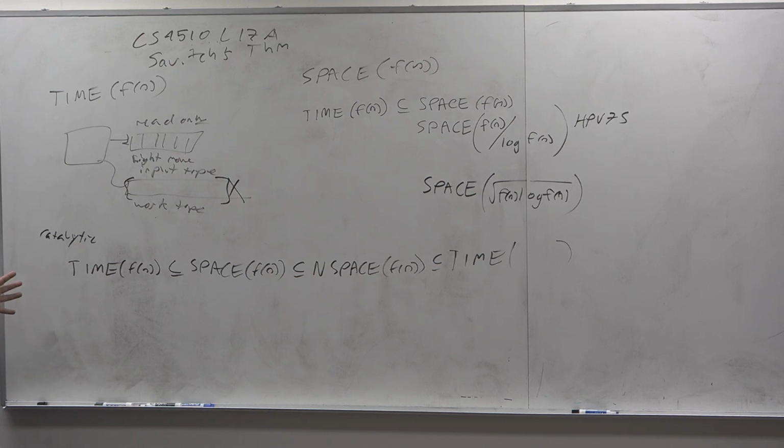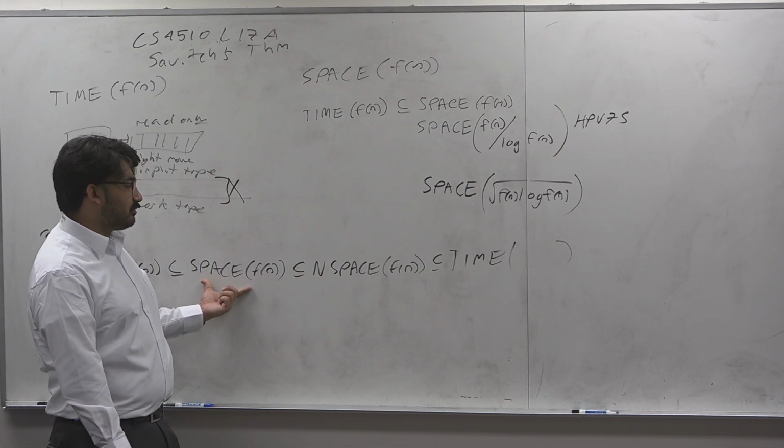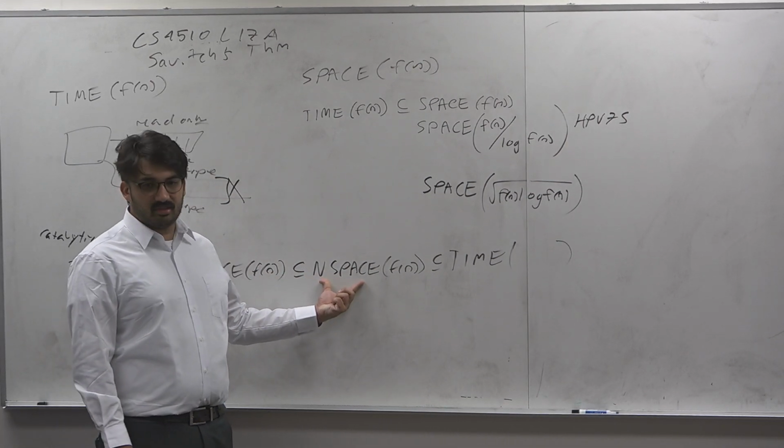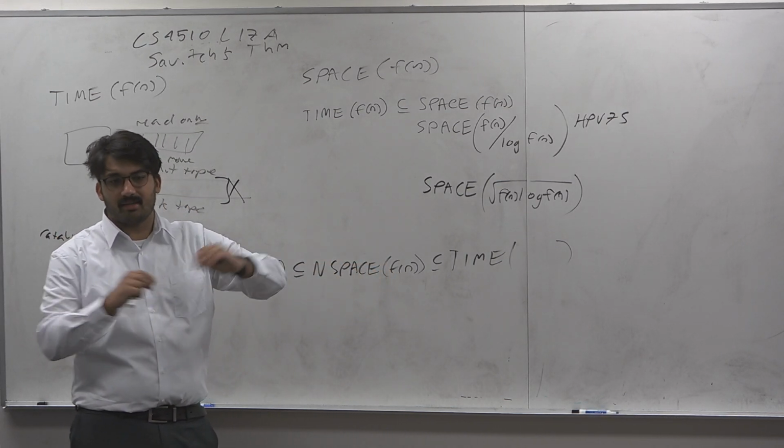NSPACE f of n, I didn't even define it, but if I were to, what would you guess it is? I'm assuming you have n amount of space. Oh, nope. N is what? Non-deterministic. Yes, it's non-deterministic. Okay, sorry. So this is deterministic Turing machines that use f of n space, and non-deterministic Turing machines that on all branches, the max used is f of n, the maximum of all branches.